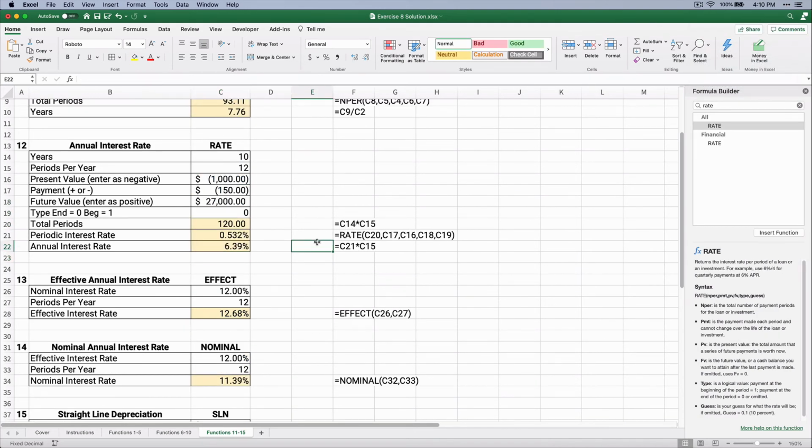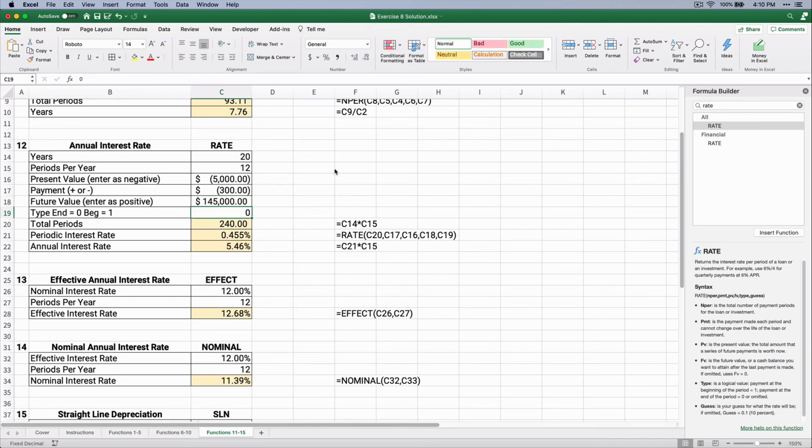All right, let's do the annual interest rate. Let's say you're going to do this for 20 years. You've got 12 periods per year. You've set aside, let's say, $5,000, and you're going to invest $300 each month. And then over a long period of time, it grew to $145,000. Okay? Well, it looks like you have received about a 5.5% return.